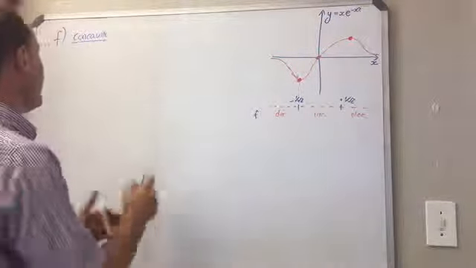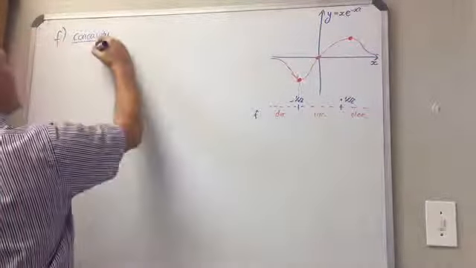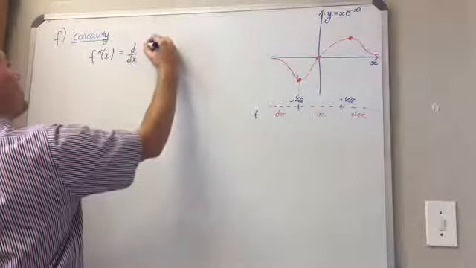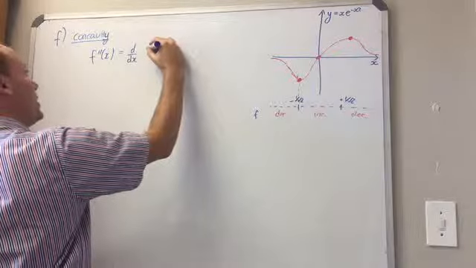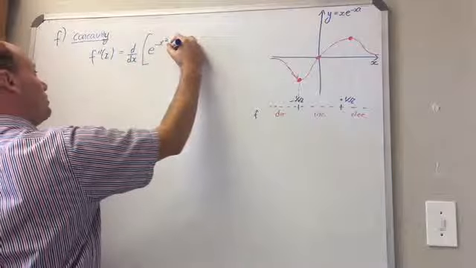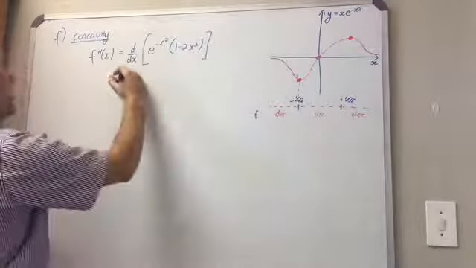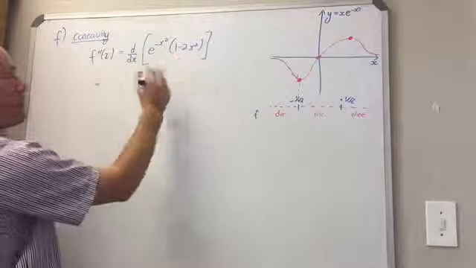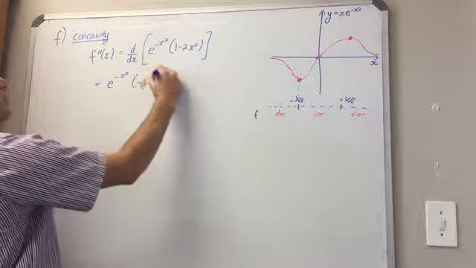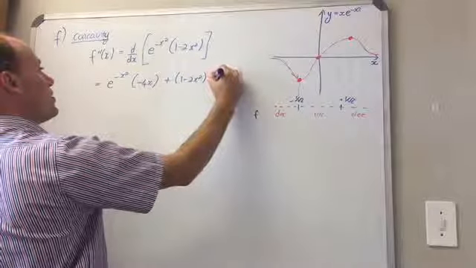Okay, now for concavity. For concavity, we must calculate the second derivative. So that's the derivative of the first derivative. And the first derivative was e to the minus x squared times 1 minus 2x squared. Okay, so I can calculate. It's again a product rule, so it's the first times the derivative of the second plus the second times the derivative of the first.